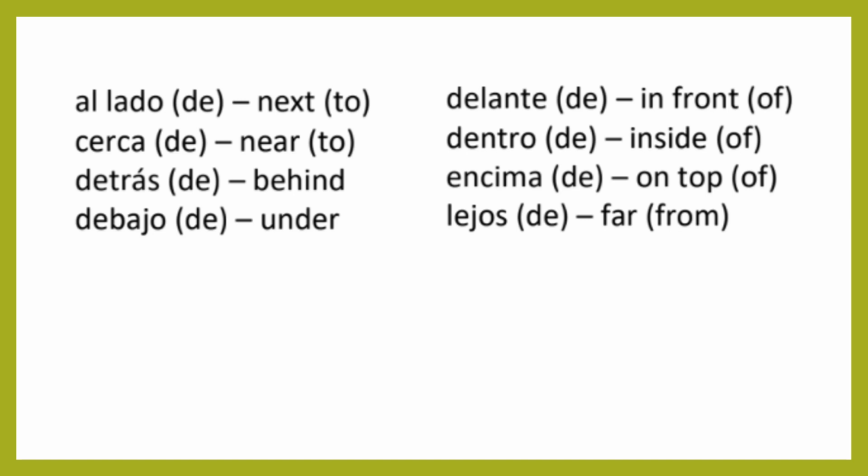Remember, de means of or from. Dentro de, inside of. Encima de, on top of. And lejos de, far from. Okay, the de is required if you have a word after it. So remember, a preposition is comparing the location of two things to each other. How are they related based on location?